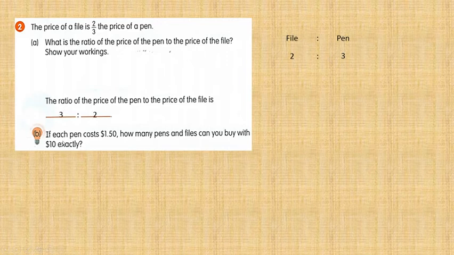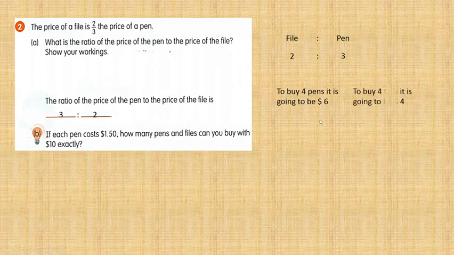After that, there is a question. It's just a critical thinking question. He said here, if each pen costs $1.50, how many pens and files can you buy with $10 exactly? So I have here three options. The first option is to buy four pens, and it's going to be $6. So the remaining is $4, which is going to be equal to four files. Oh, how did he know that the file equals $1?